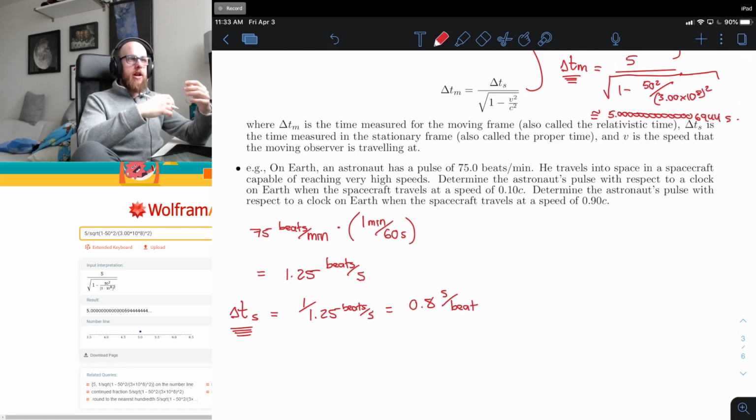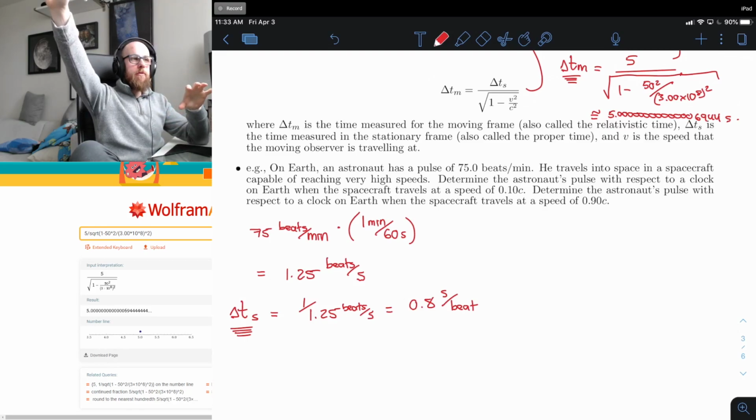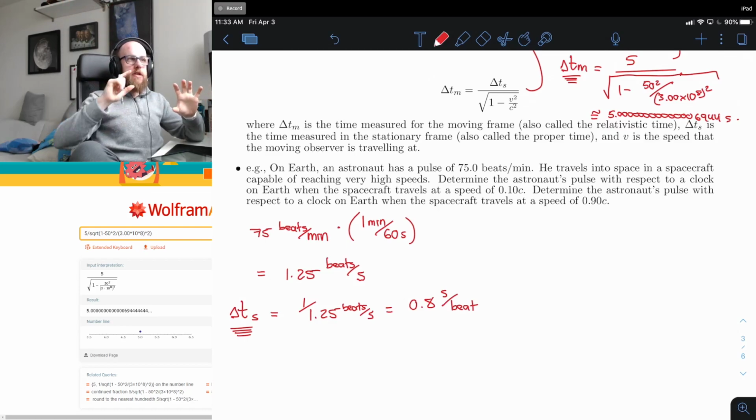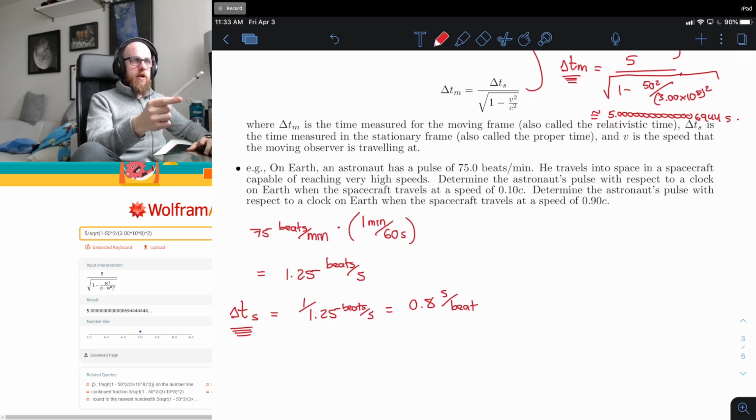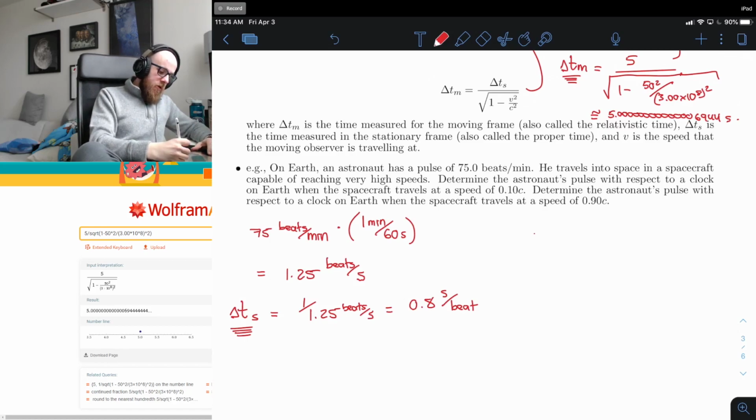Okay, so now we throw the astronaut into a spaceship, and this spaceship is capable of reaching very, very high speeds. So let's determine the astronaut's pulse with respect to an observer on Earth, right? So Aiden, you're standing on Earth. Tycho, you go off in the spaceship, right? Aiden, what you want to figure out is how fast Tycho's heartbeat is in the spaceship, okay? So determine the astronaut's pulse with respect to Aiden's clock, the clock on Earth, when the spacecraft reaches a speed of 0.10 c. Here we're told that v is equal to 0.10 c.